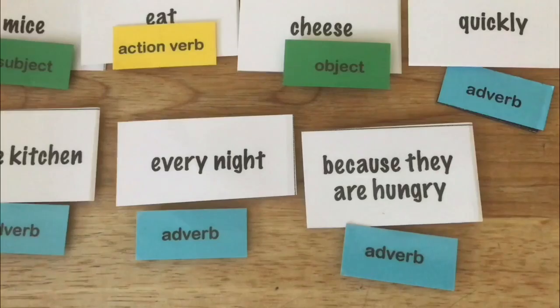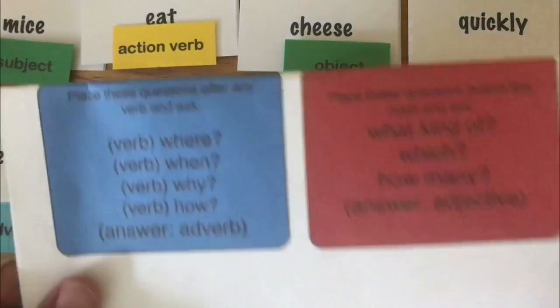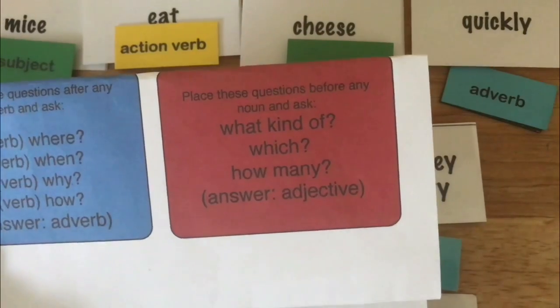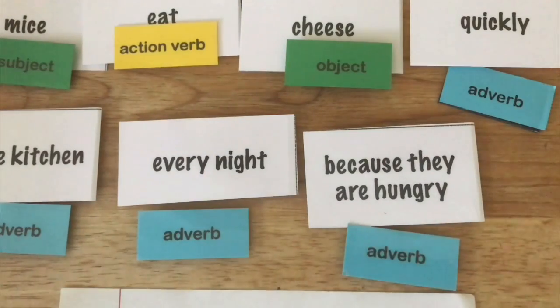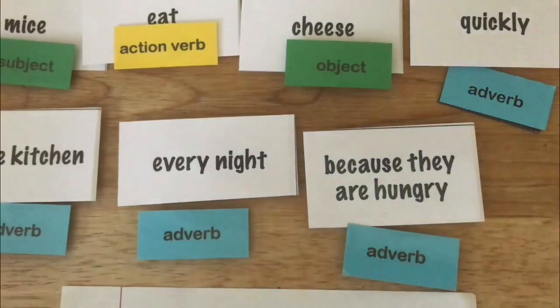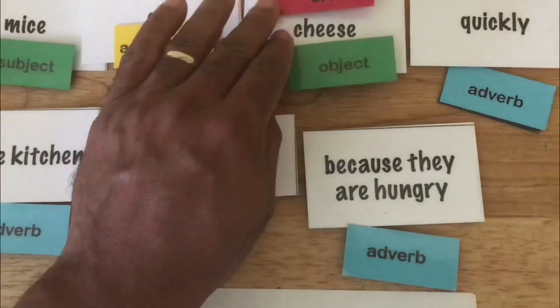I need some reds. So I'm going to go back now. And I'm going to look at my red questions. And what are my red questions? What kind of, which one, how many? So maybe I'll just ask one red question because we're running out of time here. And I'm going to ask, let's see, maybe cheese? Yeah, what about cheese? What kind of cheese do mice eat? So I'm going to take my cheese here. I'm going to say, what kind of cheese? Hey, what kind of cheese?